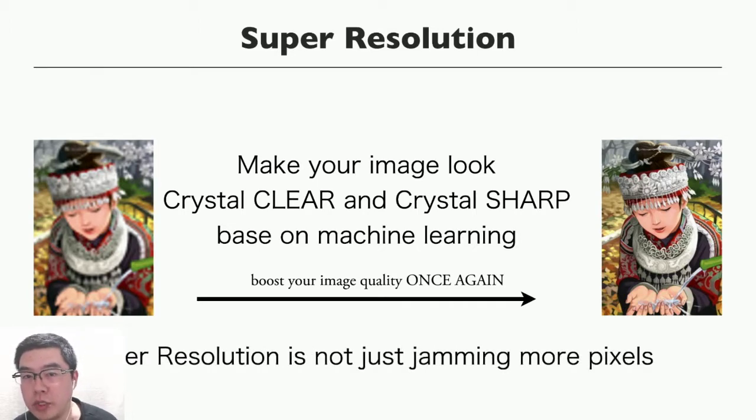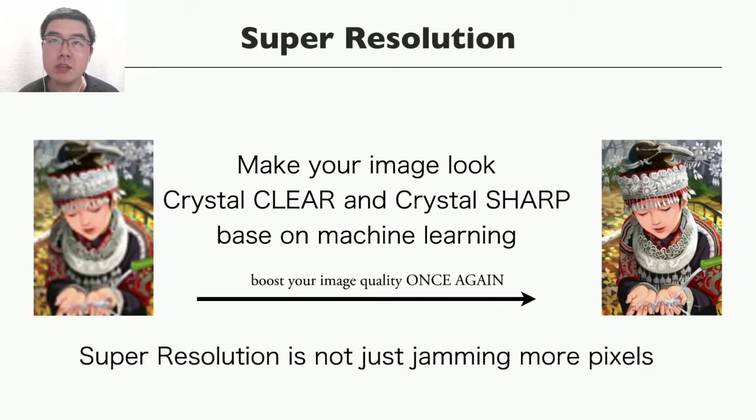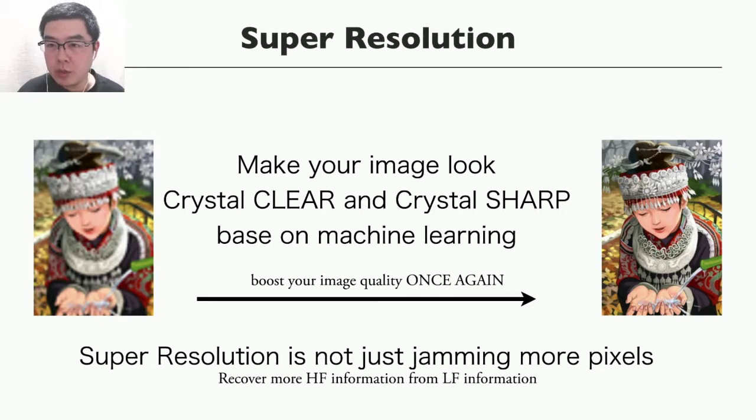And to tell you more about it, super resolution is not like the bicubic or bilinear algorithms that just jam more pixels into your image. Super resolution is not just jamming more pixels, but at the same time it will recover more high frequency information from the low frequency information. So not only will you achieve a high res image from a low res image, but at the same time you will recover more details from the original photos. So your imaging quality is improved at the high frequency level. I will show you some before and after comparisons.